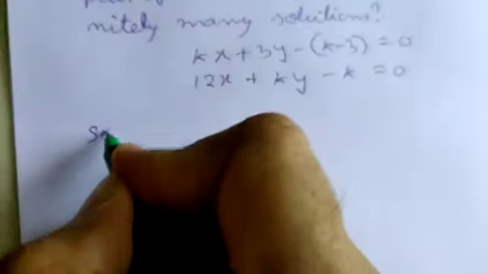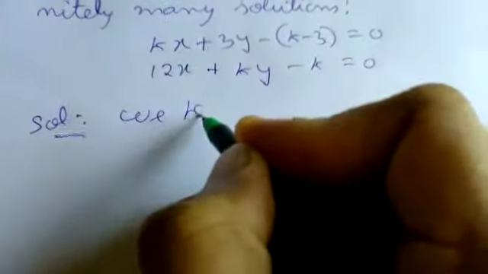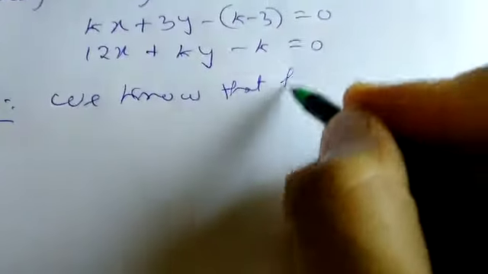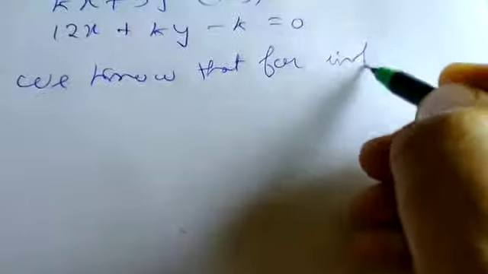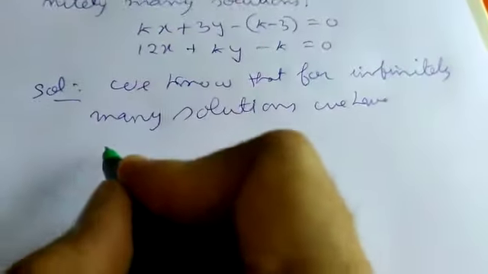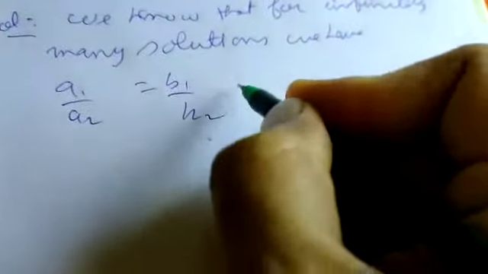So we'll start here. Solution. We know that for infinitely many solutions, we have a1 by a2 equal to b1 by b2 equal to c1 by c2.